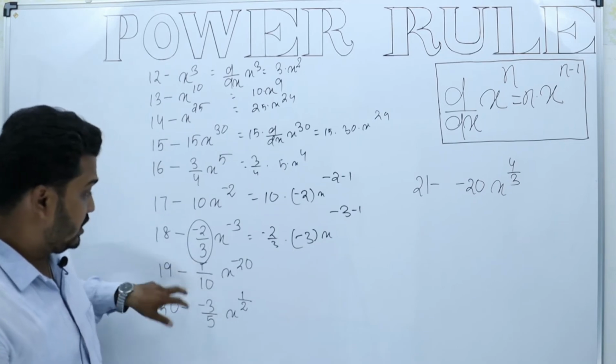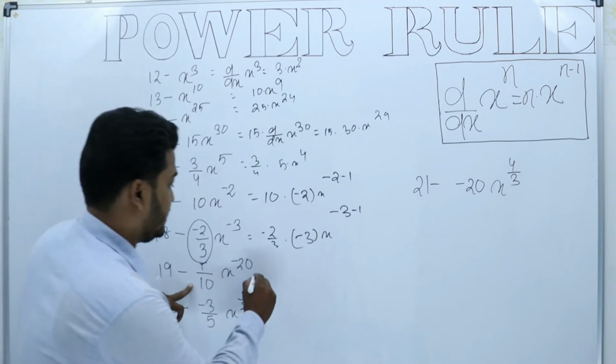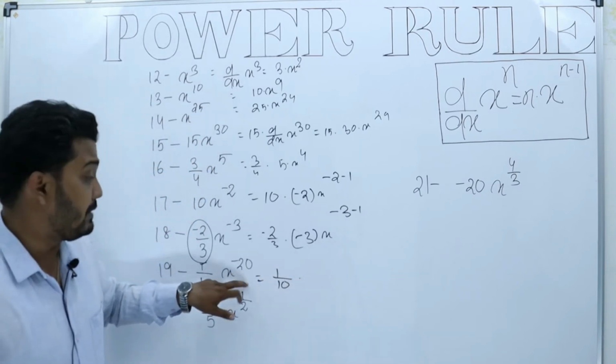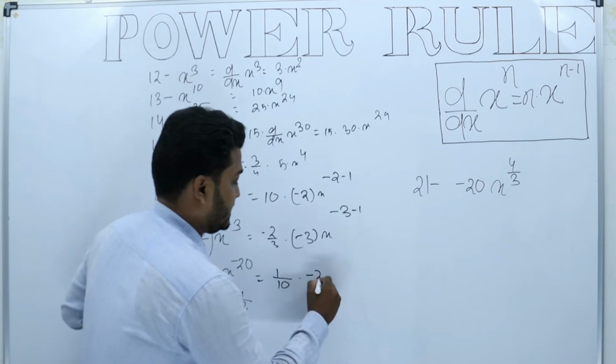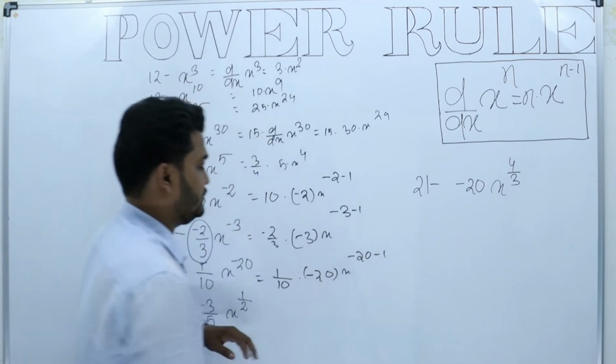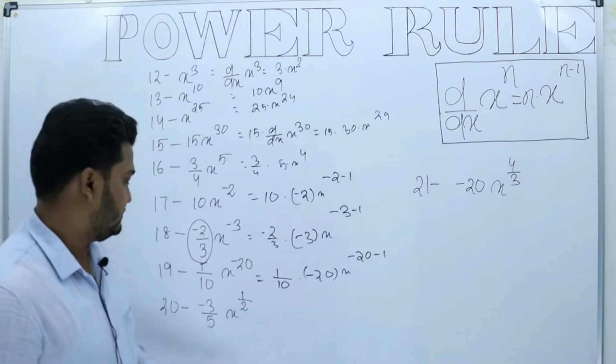Next, it is 1 by 10 x to the power minus 20. Again 1 by 10 is a constant, we will keep 1 by 10 outside. X to the power minus 20. Power is minus 20. So in the next step, minus 20 x to the power minus 20 minus 1. This multiplication can be solved. This also can be solved in the next step.